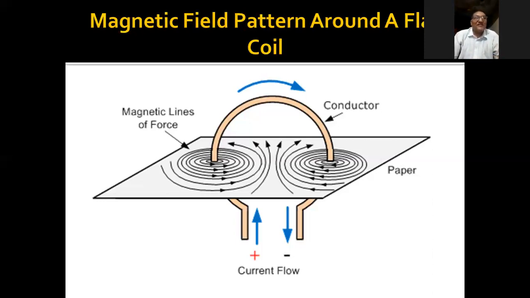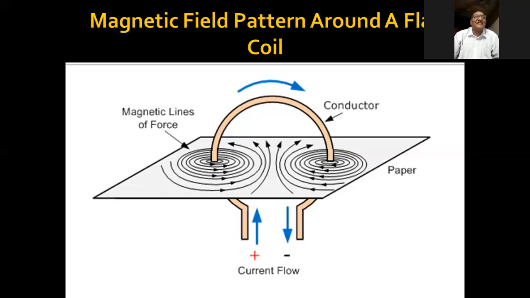The magnetic field lines on the right side of the coil are anti-clockwise. On the left side, the portion of the coil has clockwise magnetic field lines around it. But when you look in the middle of this coil, you see the magnetic lines are going in this way due to this conductor. And the magnetic lines due to this conductor are also in the same direction. So in the middle here, the direction of the magnetic field lines is the same.